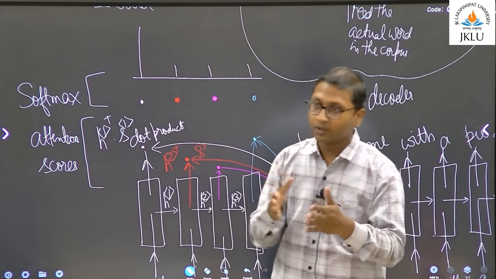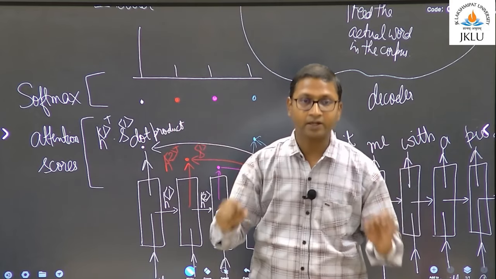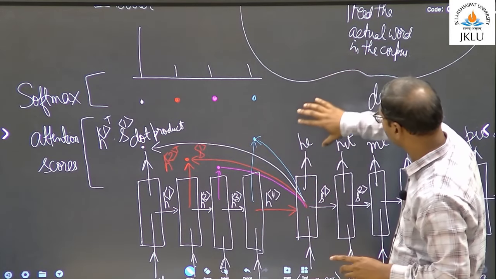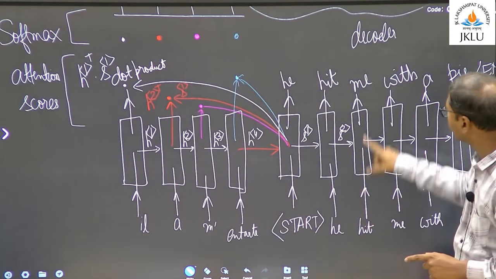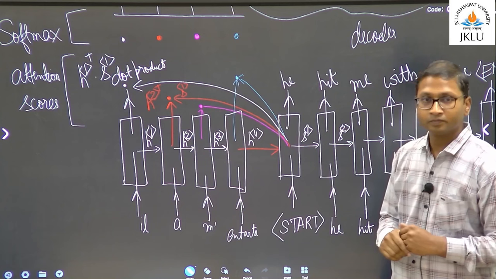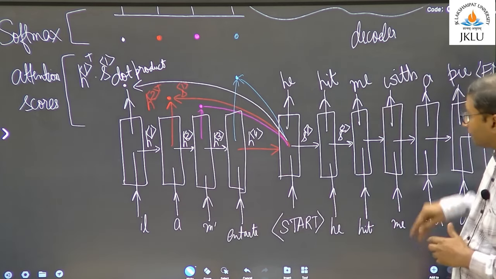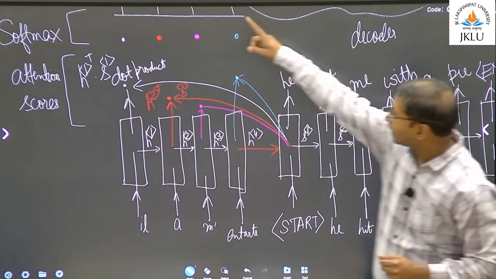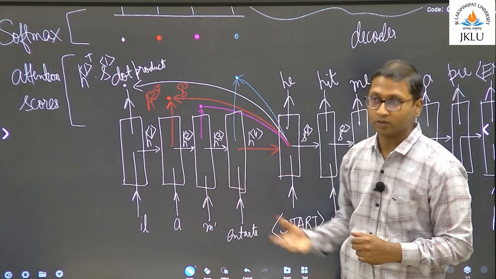So eventually, if your system is working fine, the most weightage will come to the first one, "ill". So during training time, weightage will be put on the correct word on which you should depend. For example, while giving this input, while giving in "hit" here, you should depend on what? "Entarte". Okay. While outputting "pi", you should depend on? While outputting this "mi" here, the highest bar should be for M. Okay. And so on.